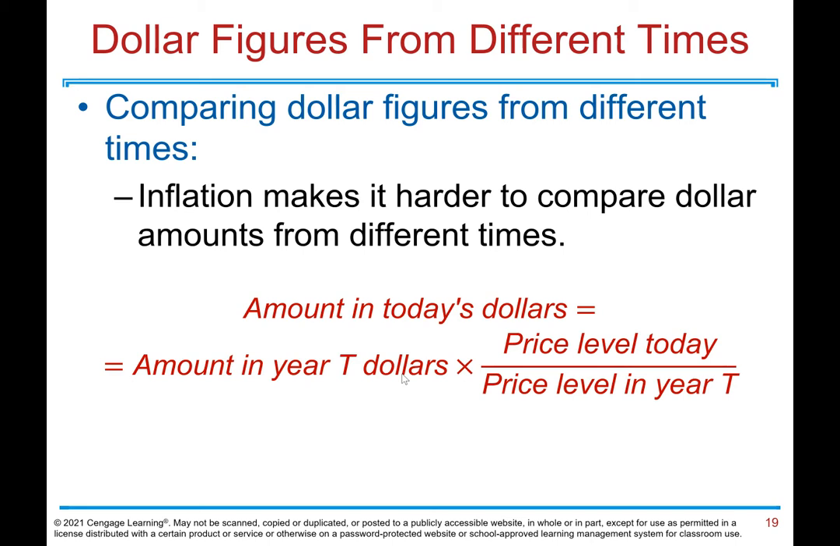Comparing dollar figures from different times. Inflation makes it harder to compare dollar amounts from different times. Here's the formula: amount in today's dollars is equal to amount in year T dollars, that is, some specific year in the past, times the price level today as measured by CPI, divided by the price level in year T. That's a very useful formula.